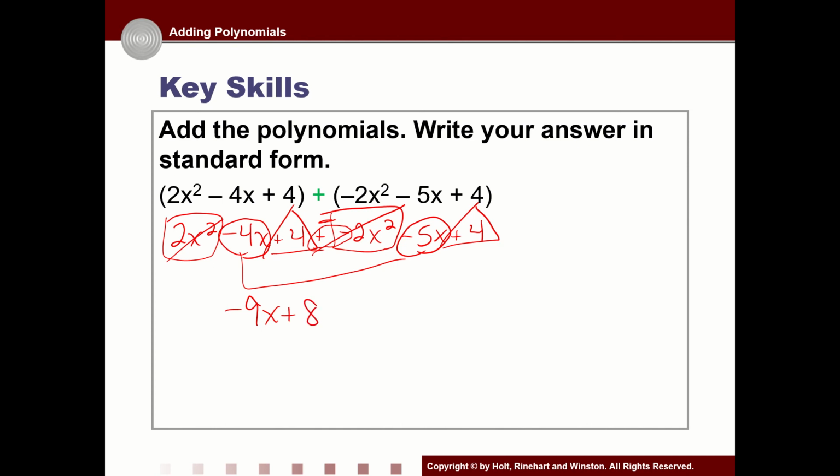And then I want to check and make sure that my answer is in standard form. Highest exponent to the least. We have x, which means that's to the first power. There's no x, which means it's to the 0. So 1 down to 0. This is in standard form. So we didn't do any examples where we ended up not in standard form, but if you do, then you just need to rearrange it like I showed you in the other video into standard form after you simplify. So that's how you add polynomials.